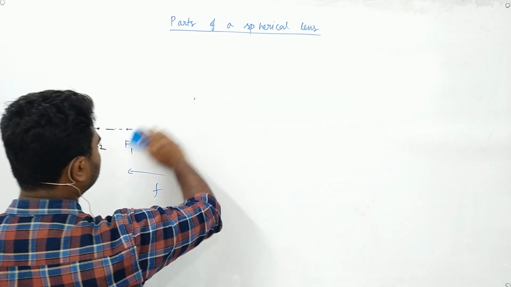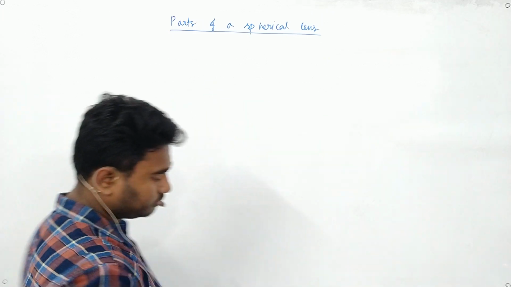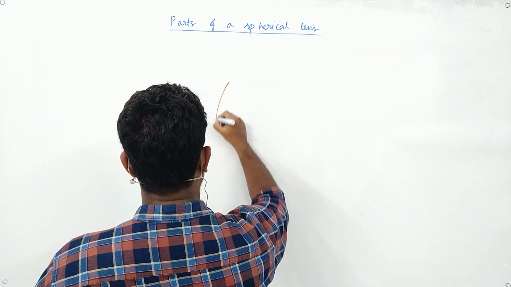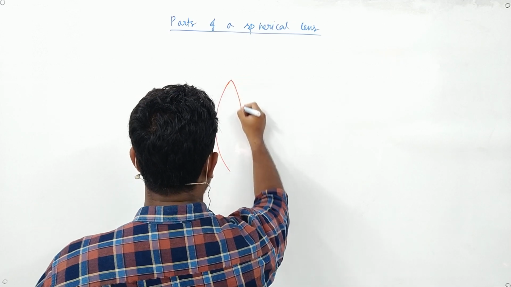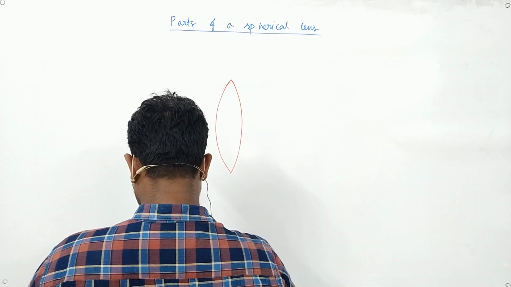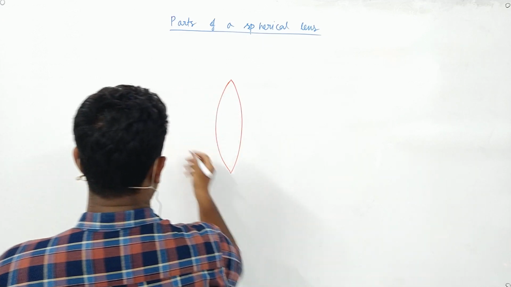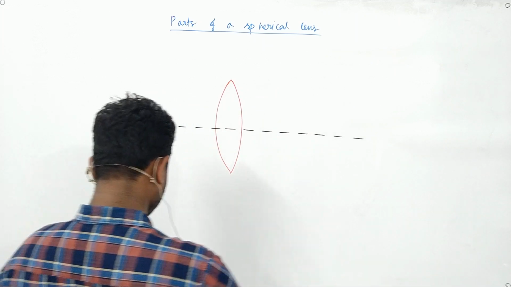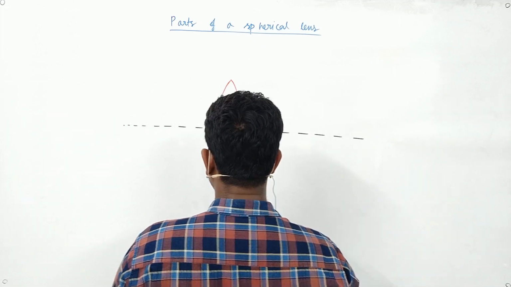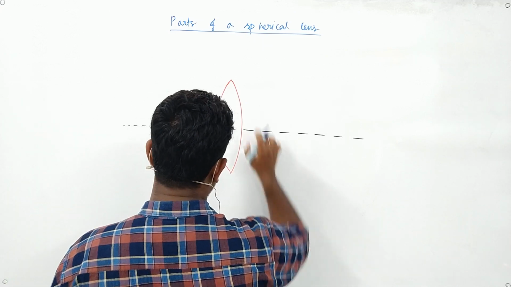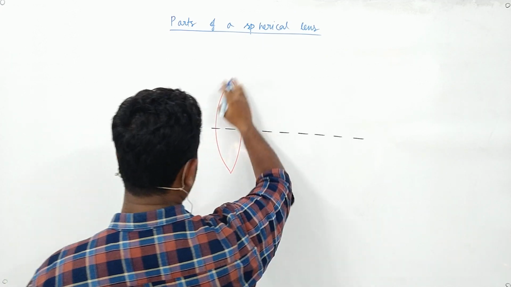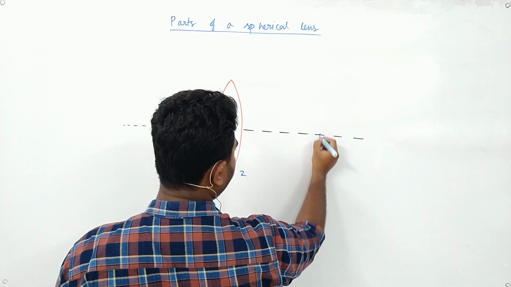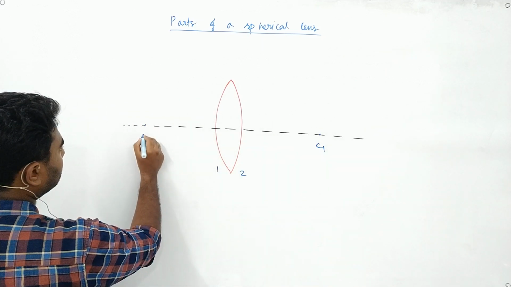Sir, could you repeat this one again? Okay. You have a lens like this. Now if you extend it, then you will find out that it has two centers of curvature. One center of curvature with respect to this surface, another one with respect to this surface. Suppose this is surface 1, this is surface 2, so the center of curvature of surface 1 will be C1, the center of curvature of surface 2 will be C2.